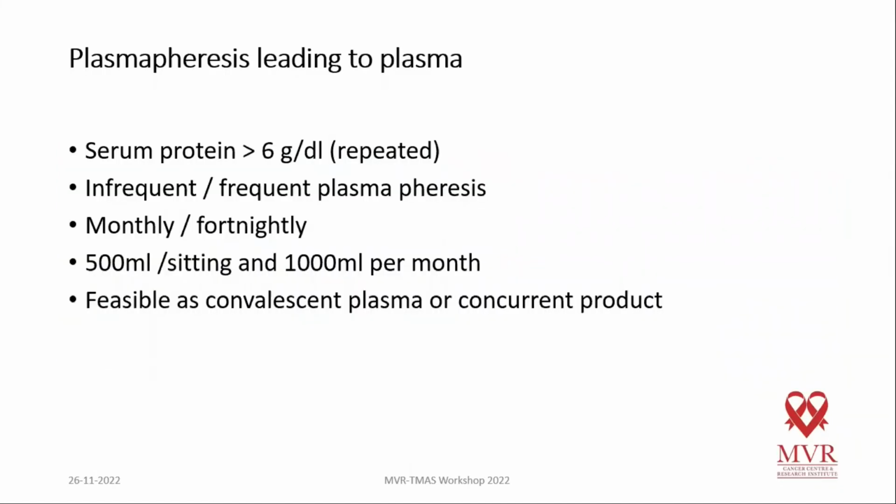For plasmapheresis, when it is repeated, serum protein has to be more than 6 gram per deciliter. It can be done as infrequent and frequent, monthly and fortnightly. 500 ml can be collected per sitting and 1000 ml per month. It is feasible only as convalescent plasma collection or concurrent plasma. Unless the cost of the kits being supplied by Thermo and Fresenius comes down, we won't be able to collect plasma as such and issue it for any particular indication. So it is feasible as convalescent plasma, or with a unit you can collect an additional concurrent product and give it for fractionation.